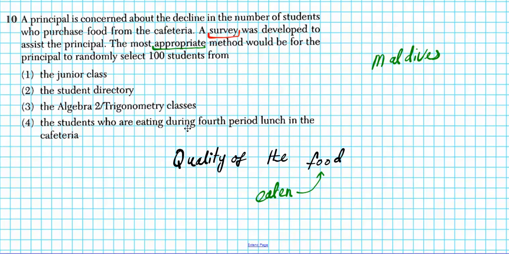Students who were eating during the fourth period lunch in the cafeteria. Now these students, you see the keyword here, are eating food in the cafeteria. So they are the appropriate students that you can randomly select 100 students from in order for you to basically generate a good qualitative survey concerning the quality of the food in the cafeteria so that the principal can make the necessary changes or improvements to get more people buying food. Alright, so the answer to number 10 is option number 4.